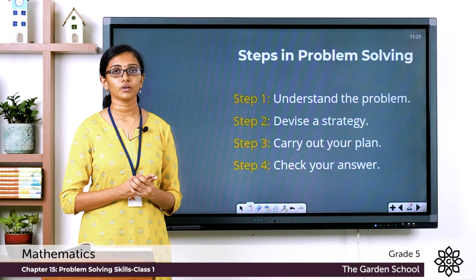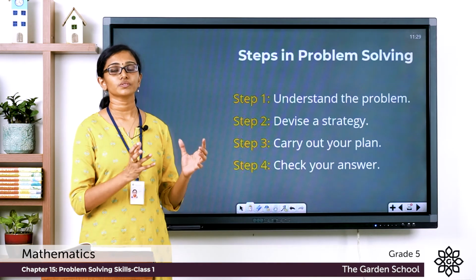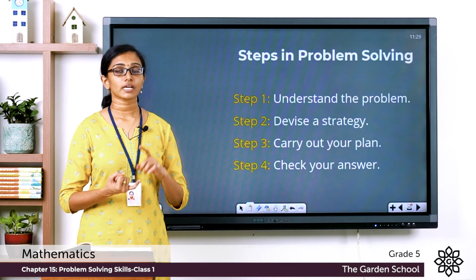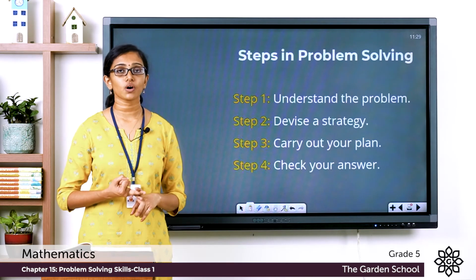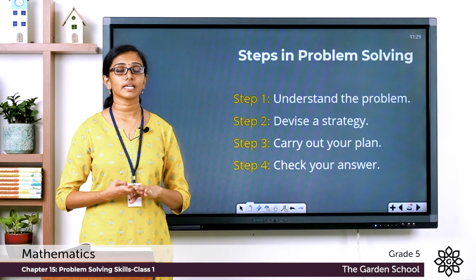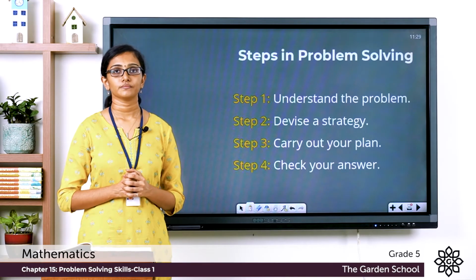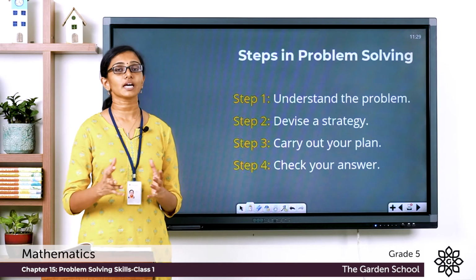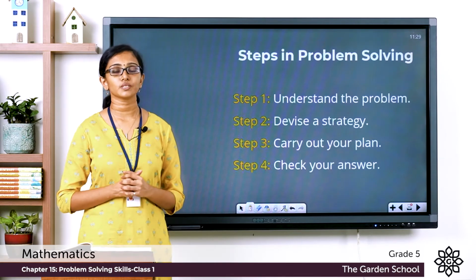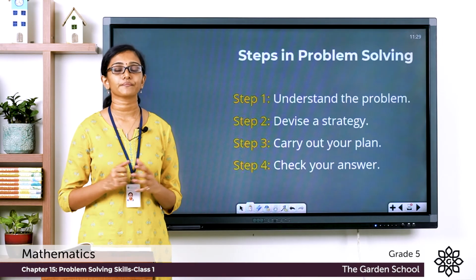In the next step, you'll devise a strategy or you'll find a way to solve this problem. You may write steps, you may draw pictures or diagrams or flowcharts, you may make some lists or you may make some tables. You will find a way to solve this problem. So that means you're devising a strategy or a plan to solve this problem. So first you analyzed, then you made a plan.